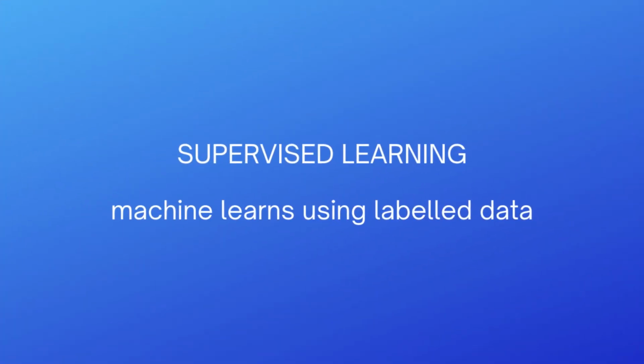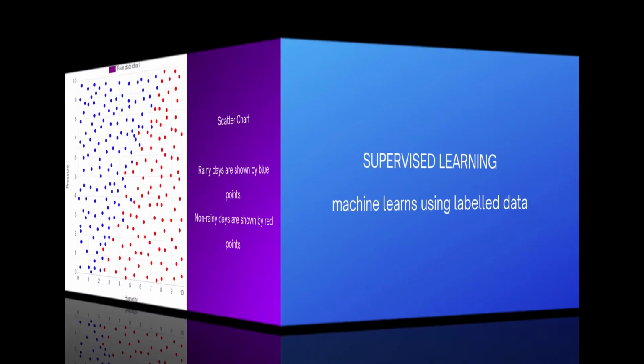Supervised learning is a type of machine learning in which we teach or train the machine using data which is well labeled. That means some data is already tagged with the correct answer.